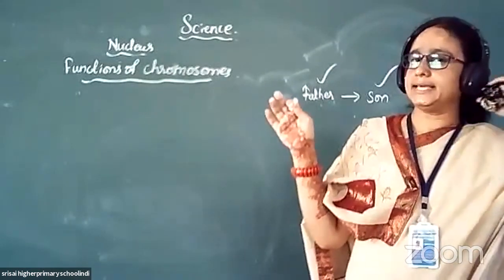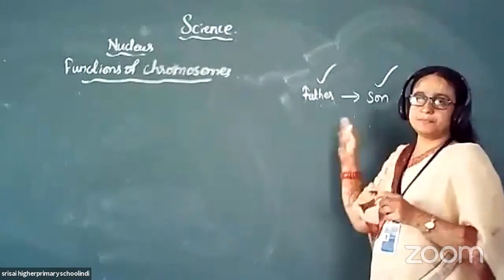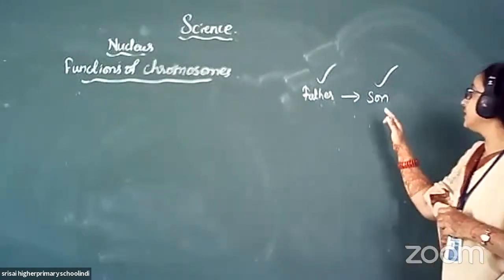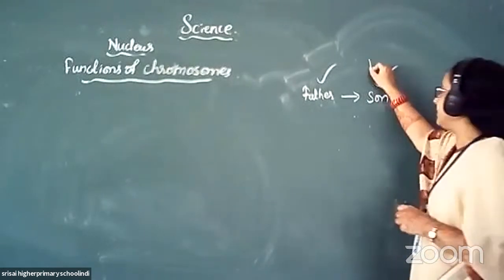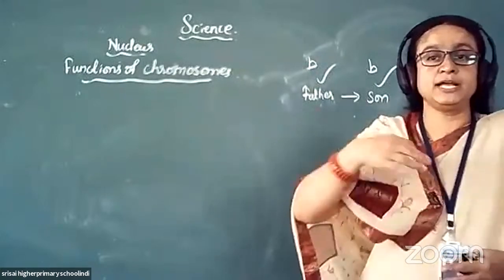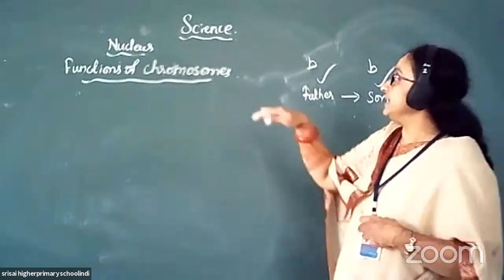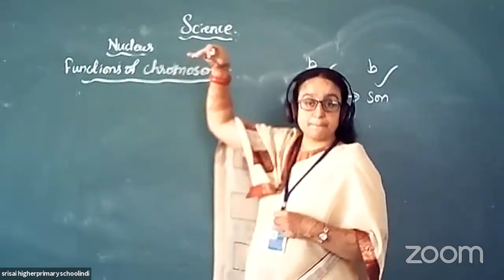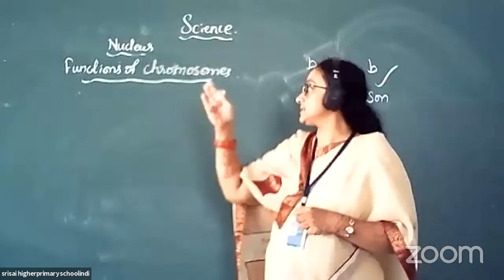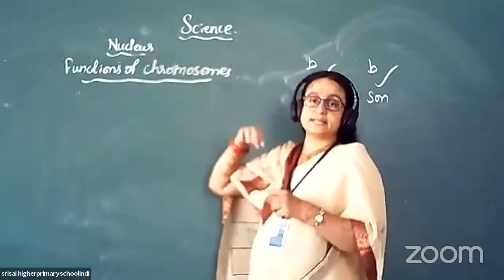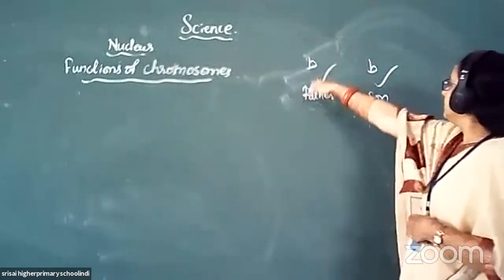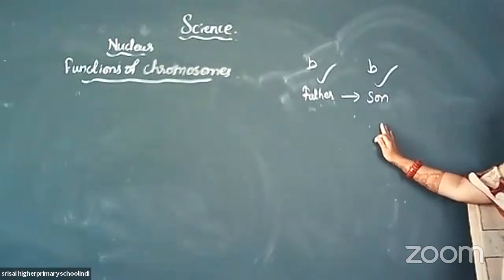Or we'll take hair. The hair of the mother is red, the father's is black. The color of the son's hair is also black. It is similar to that of the father. So how is it being transferred? It is being transferred by these chromosomes which are present in the cell. When reproduction occurs, these chromosomes will transfer the information from the parents to the next generation.